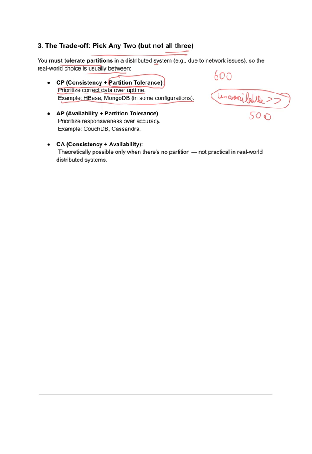Now let's take another example where availability and partition tolerance are more important. They prioritize response over accuracy. I gave you the example of an OTT system. I gave you the example of social media, right? CouchDB and Cassandra are those databases which support availability over consistency, right? Hope you are getting this point. Now let's go to consistency and availability where both are there. Theoretically possible only when there is no partition, not practical in real world distributed systems.